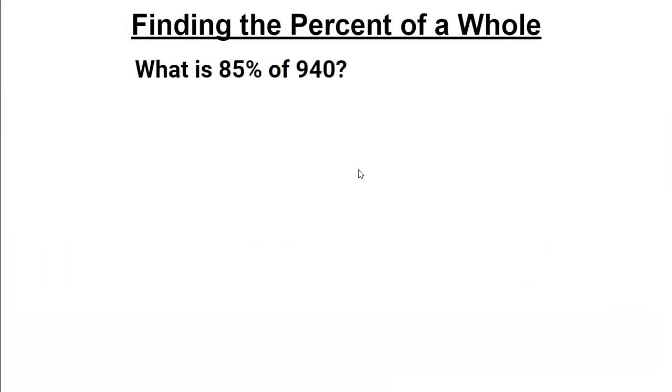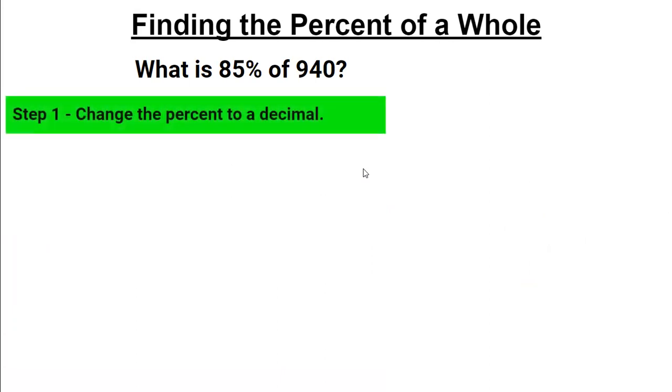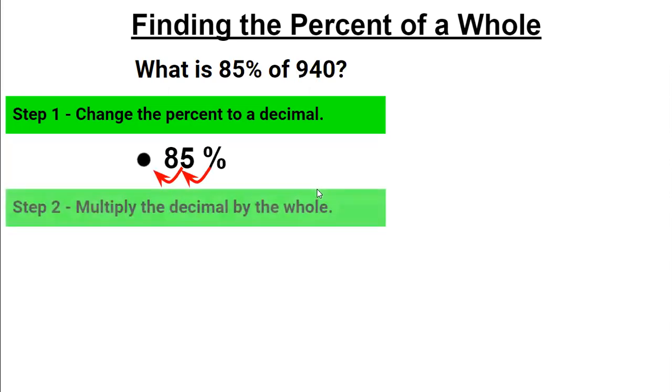Okay, next one. What is 85% of 940? Step 1, change the percent to a decimal. The decimal is assumed to be after the percent number. Move 2 to the left. Put the decimal there. And now we multiply the decimal by the whole number. 940 times 0.85.